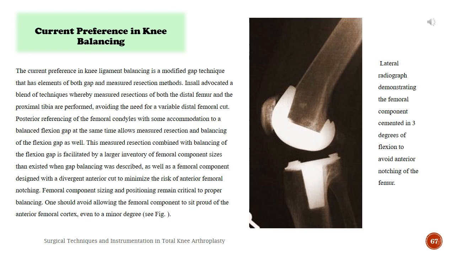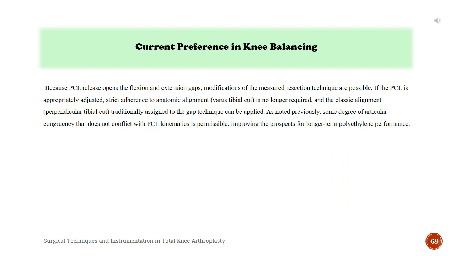Femoral component sizing and positioning remain critical to proper balancing. One should avoid allowing the femoral component to sit proud of the anterior femoral cortex, even to a minor degree. See figure: lateral radiograph demonstrating the femoral component cemented in 3 degrees of flexion to avoid anterior notching of the femur.